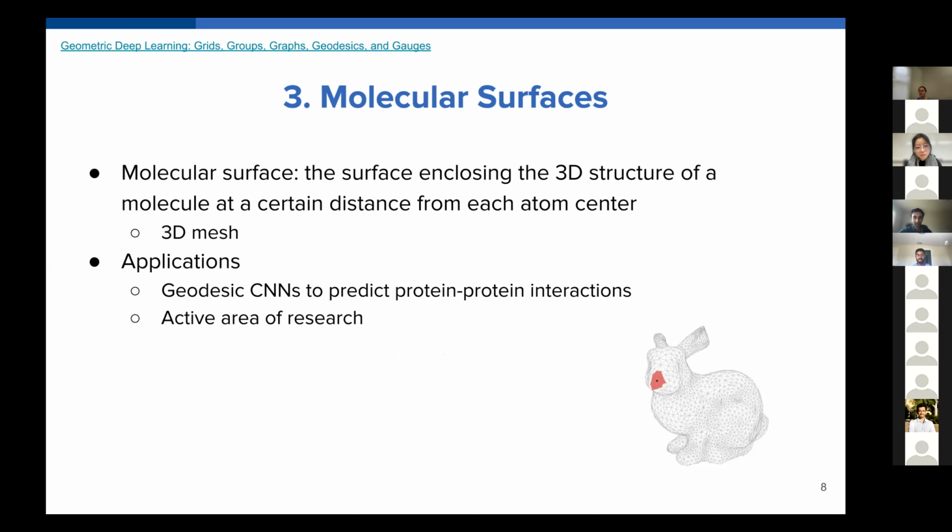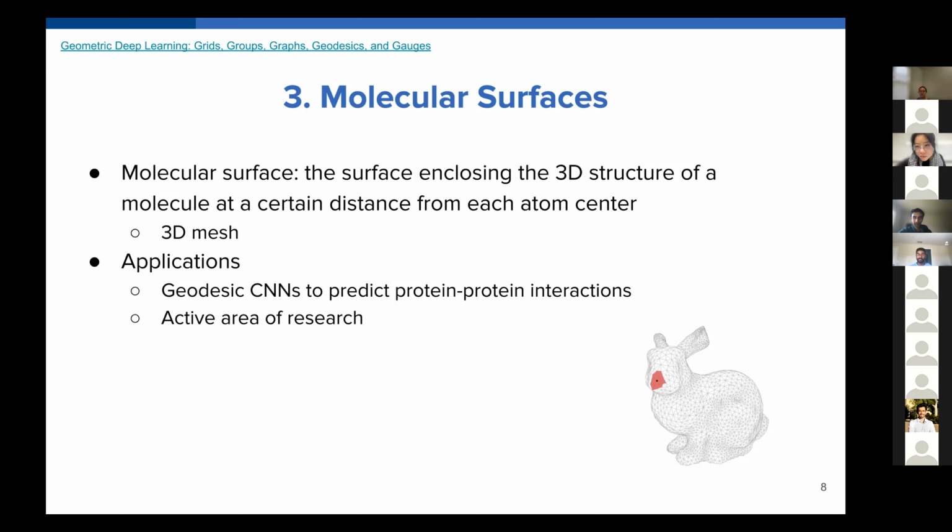Next, we can have molecular surfaces. A molecular surface is the surface that encloses the 3D structure of a molecule at a certain distance from each atom. And points on this continuous surface can carry information about the molecule's chemical information, geometric information. And we can typically represent the surfaces as 3D meshes in space.